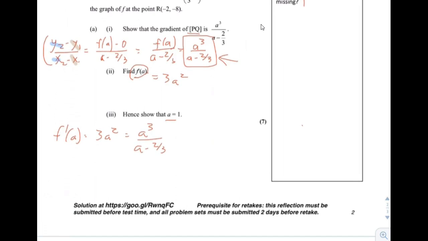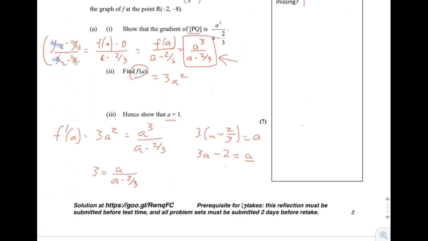Now we can just use algebra and figure out what a is. So, for example, we could divide both sides by a squared, and we'll get 3 equals a divided by a minus 2/3. And then we can multiply both sides by a minus 2/3 to get it in the numerator, and we'll have 3 times a minus 2/3 equals a. And then we can distribute the 3, and we'll get 3a minus 2 equals a.